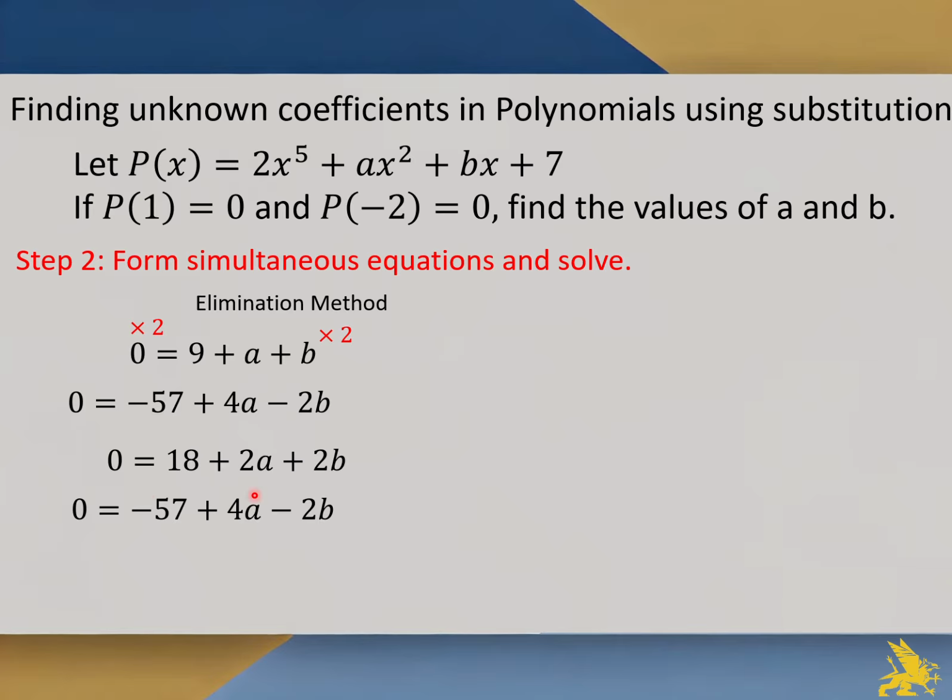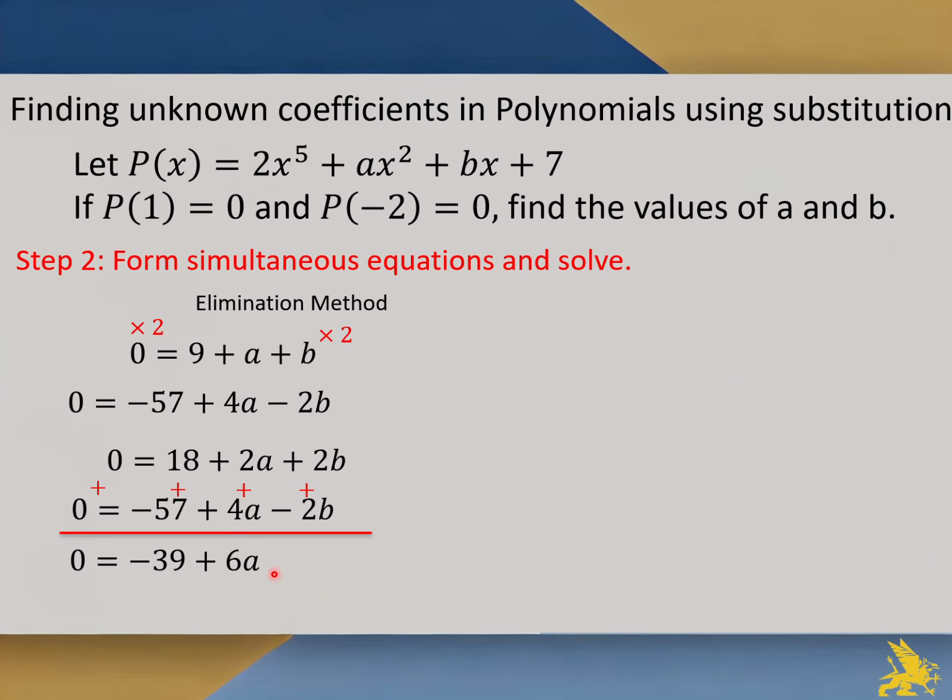So now, how do I cancel? If I add 2b plus -2b, it becomes 0. So that's what I'm going to do, add everything together. 18 plus -57 is -39. 2a plus 4a is 6a, and 2b plus -2b cancels out.